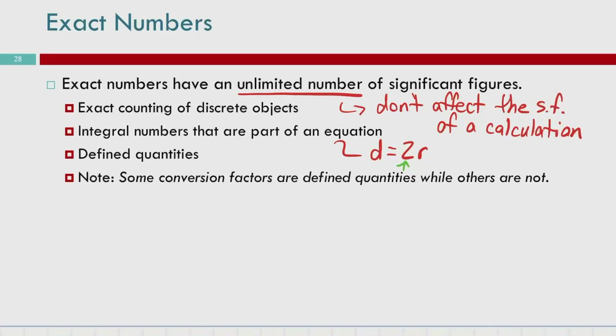Some defined quantities, things that are like the definition of, for example, an inch and a centimeter, have an exact relationship to each other. Some of our conversion factors are going to do that and some are not. There's 2.54 centimeters in 1 inch. Those are based on each other. The definition of an inch is that it's 2.54 centimeters, or the other way around. So that would also be an exact scenario. On your yellow sheet, I think, on one of the sides, it has some conversion factors. I think for some of those it says whether they're exact or not.